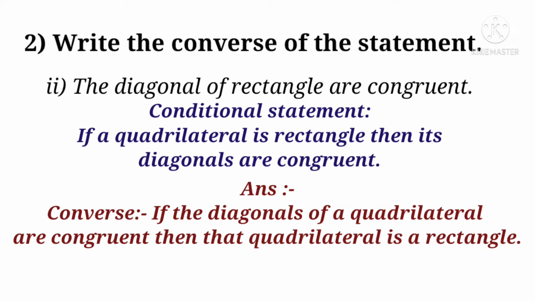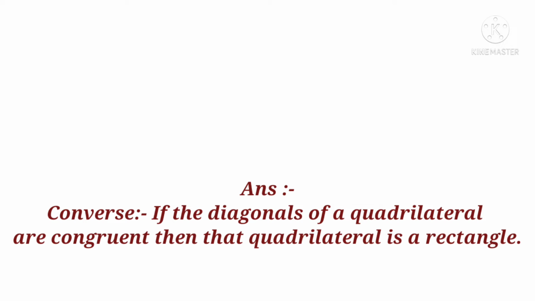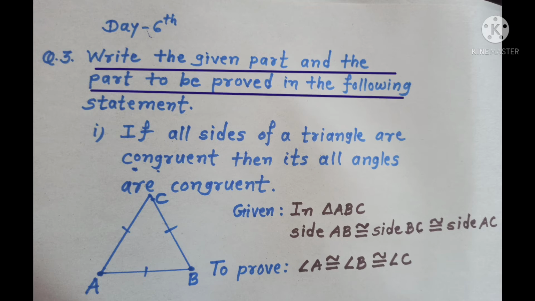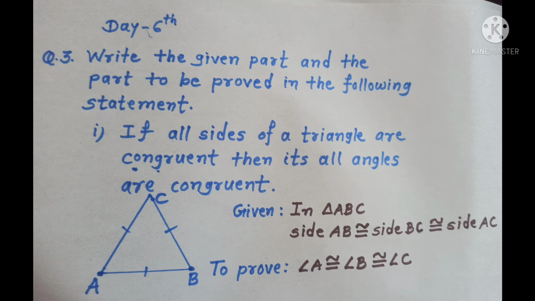In this way, we have converted the given statement into a conditional statement, and then we have written the converse of the given statement. Okay. Now let us move to the third question. Write the given part and the part to be proved in the following statement. It means that you have to write the given part and the part which is to be proved.